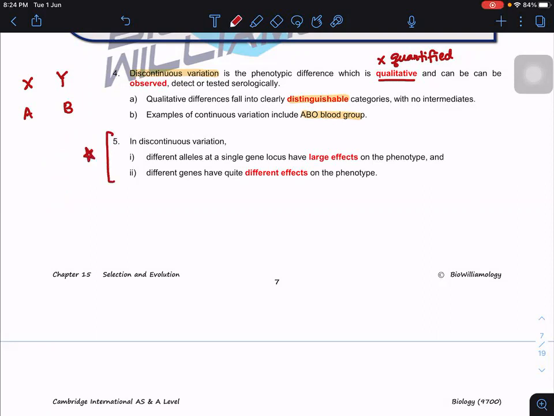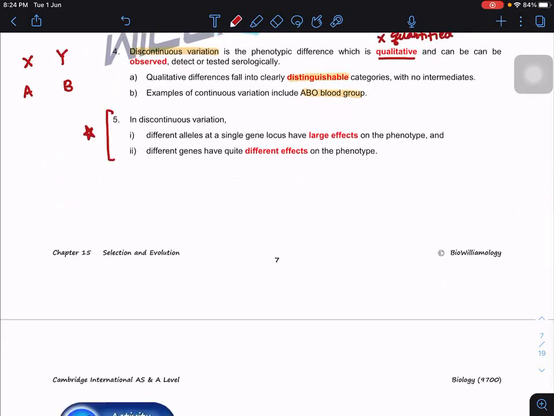So in discontinuous variations, a different allele at a single gene gives us a very large effect. And different genes have quite different effects on the phenotypes. Let's say we've got two genes. Gene number 1 codes for blood group. Gene number 2 codes for the type of hemoglobin. Both of them are involved in the red blood cells.